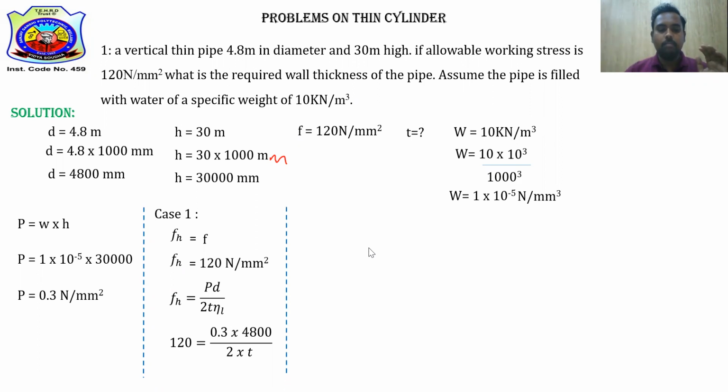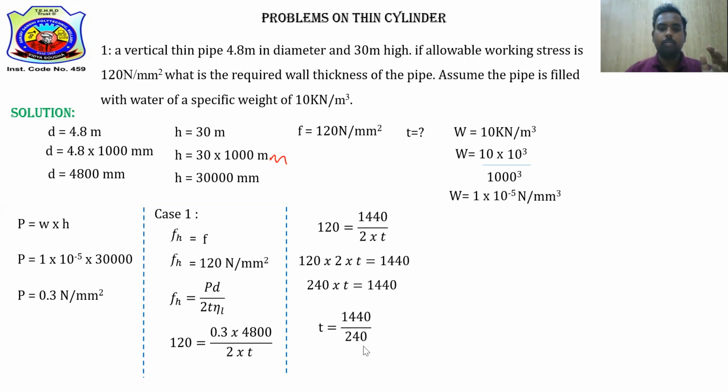On simplification, I'll put 120 as it is, and I'll multiply 0.3 into 4800. I'll get 1440 divided by 2 into T. Now it's time for cross multiplication. 120 into 2 into T equals 1440, so I'll get 240 into T equals 1440. Now from this, T equals 1440 divided by 240. So right now I'll get the value of T as 6 mm. This is the value for T by using FH as F. That is case 1.